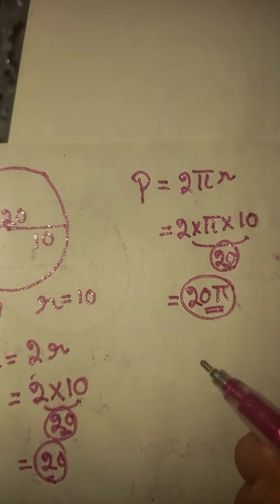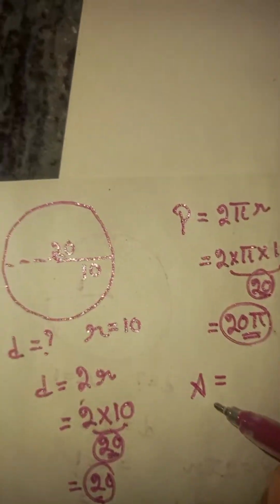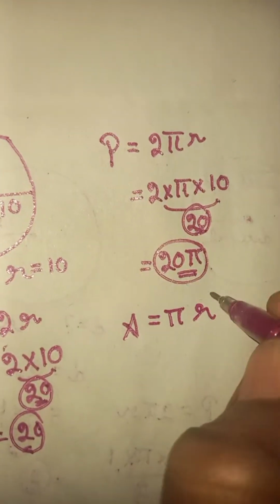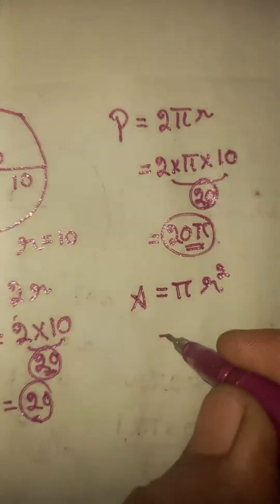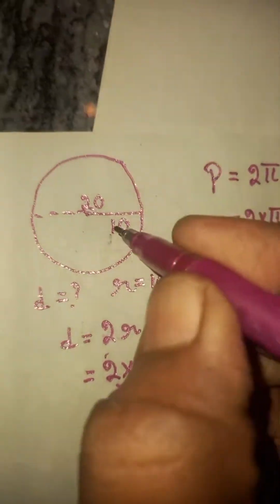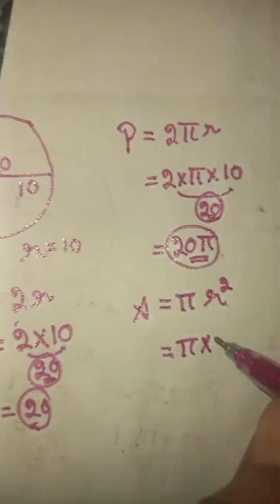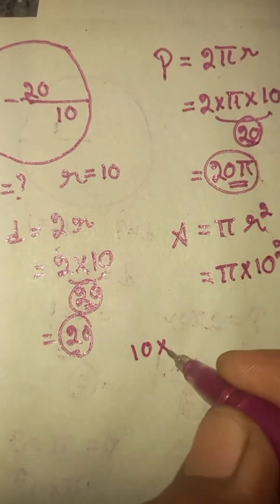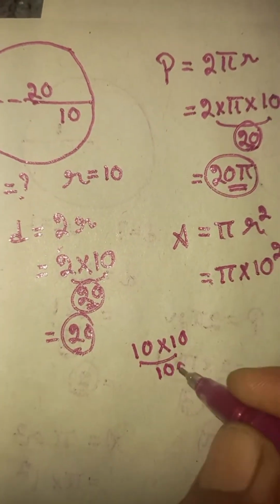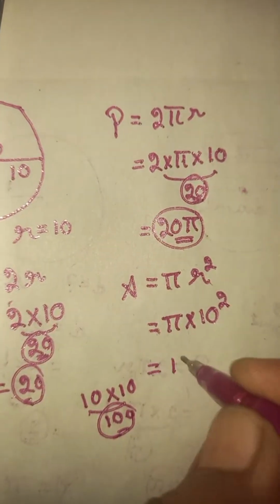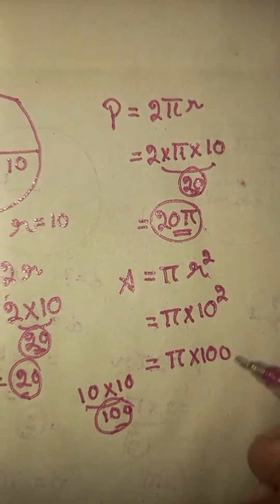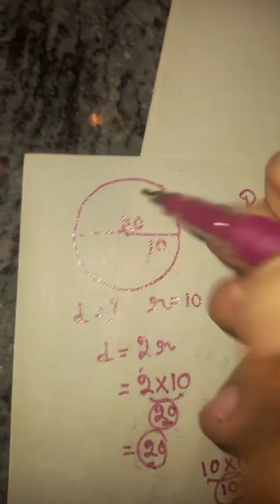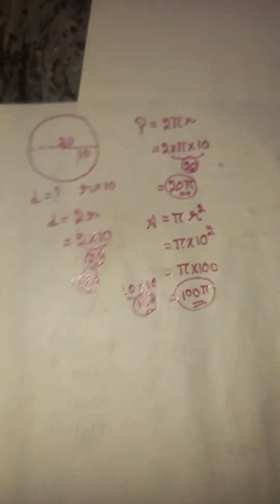Now let's find out what's the area of the circle. Area of the circle can be written as pi r square. This pi r square means pi times, here the radius is 10 units, pi times 10 square. 10 square is nothing but 10 times 10, which becomes 100. So here it is pi times 100. It is 100 pi square units. It is the actual area of this circle.